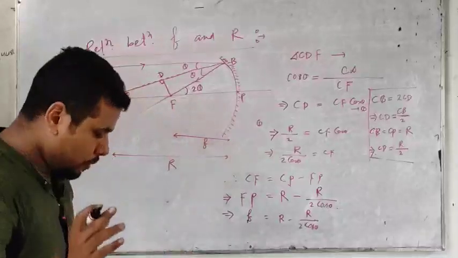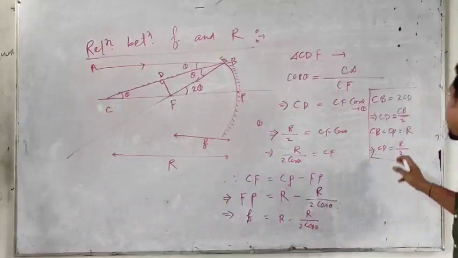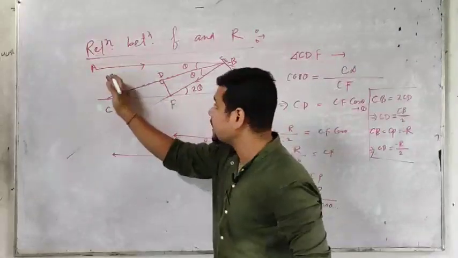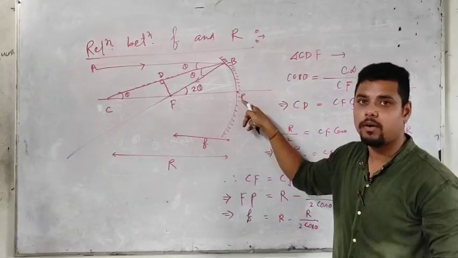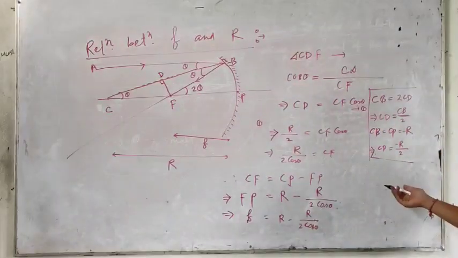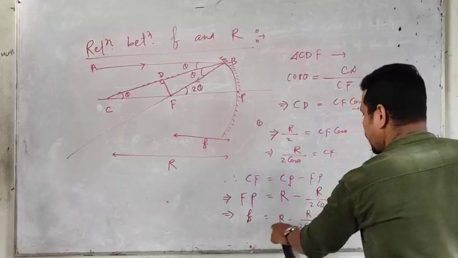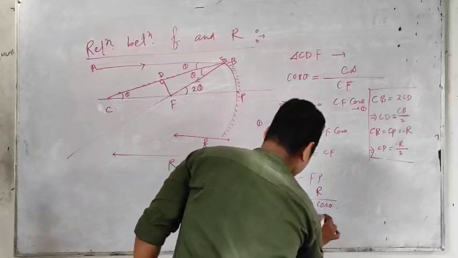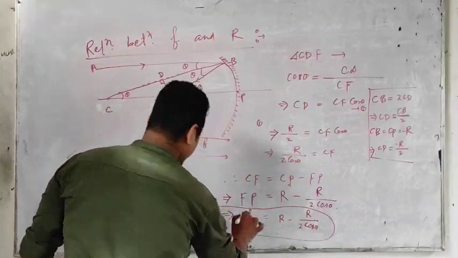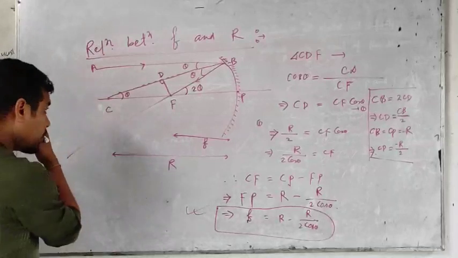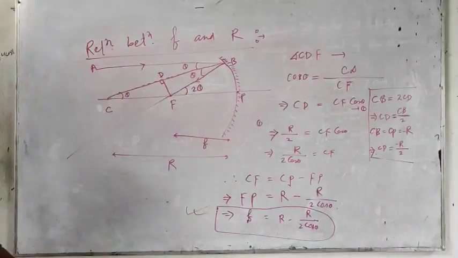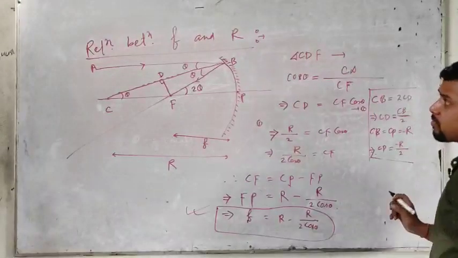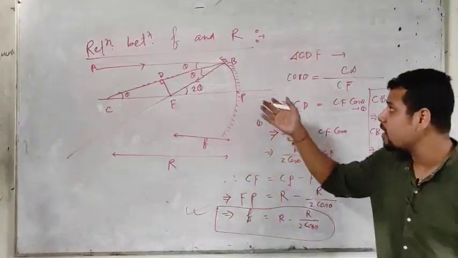Okay. So, remember one thing. You can write this one as negative, minus, because it is in the negative x axis from the pole. So, ultimately the minus minus cancel. So, f is equal to R minus R by 2 cos theta. So, this is the formula, or you can say relation, between focal length and radius of curvature for marginal rays. Clear?